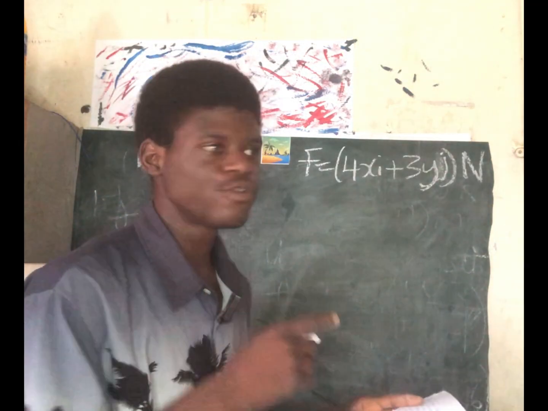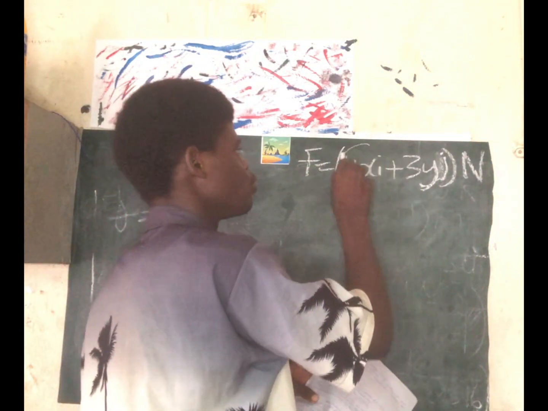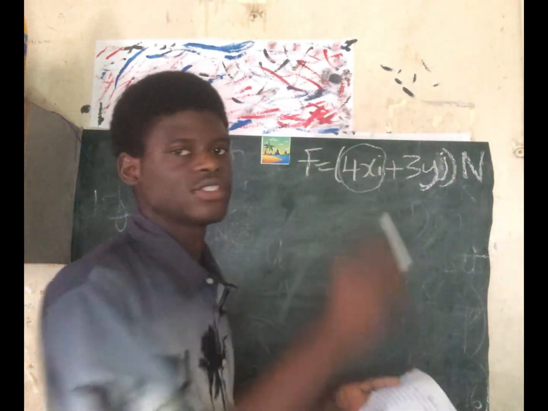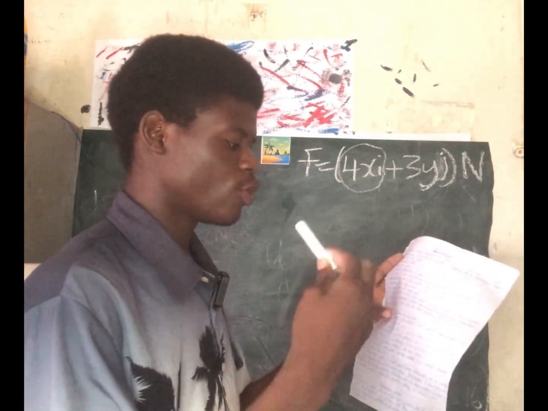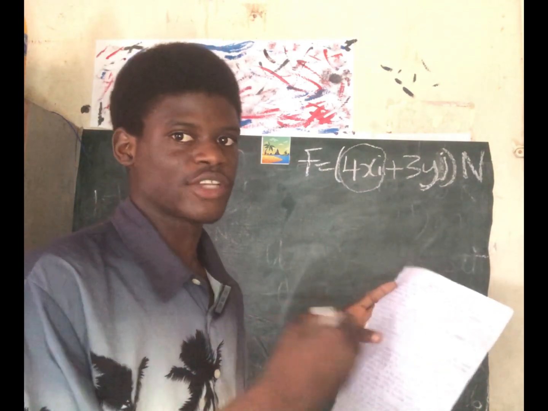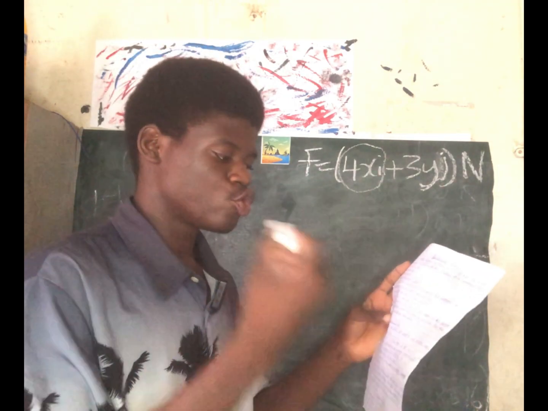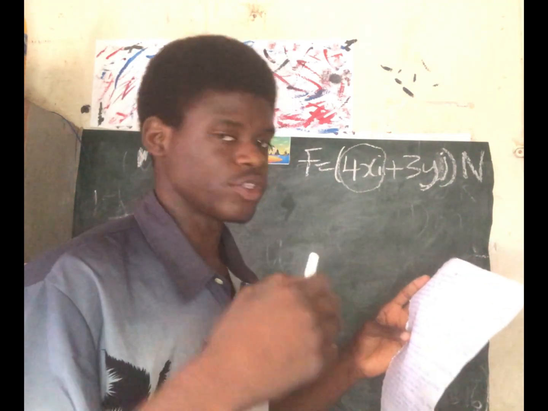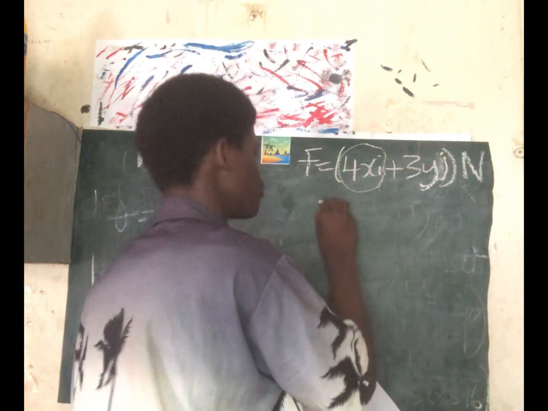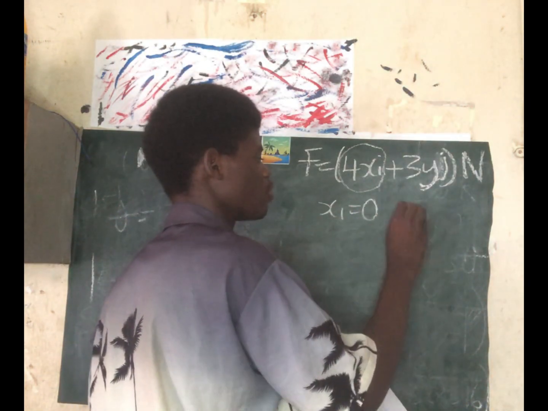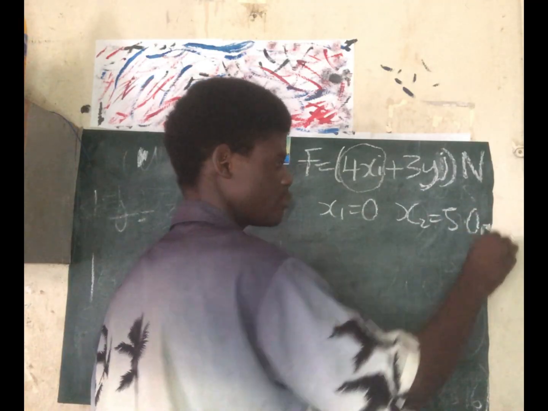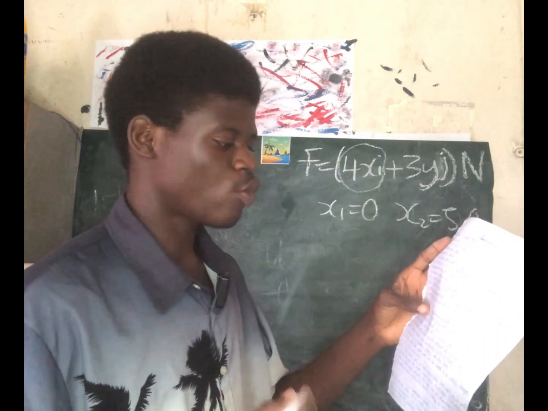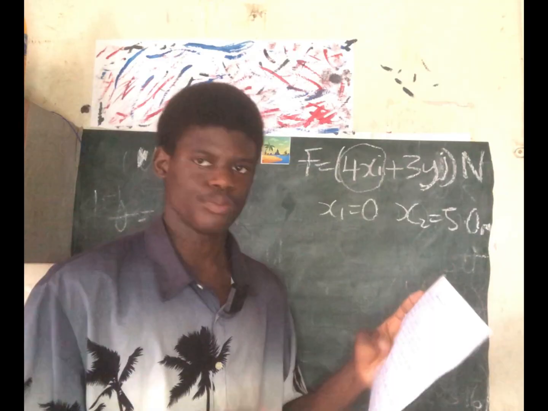That means the object moves in the x direction, so we will just be considering only the x component of the force. It moves in the x direction, right? From the origin, that's from x equal to 0 to x equal to 5.0 meter. That means it moved from x1 equals 0 to x2 equals 5.0 meter, right? And they say find the work done on the object by the force.